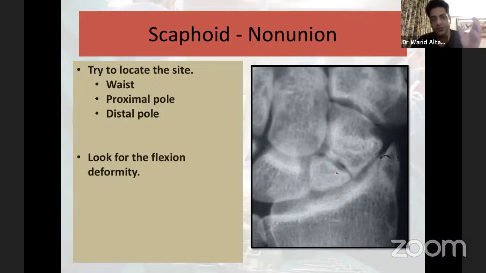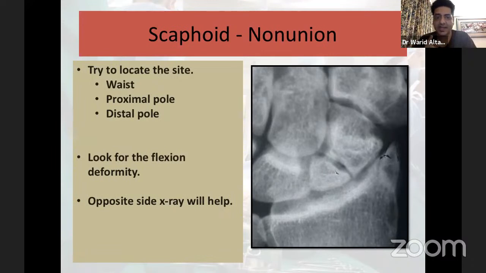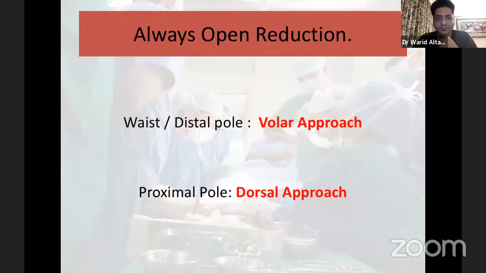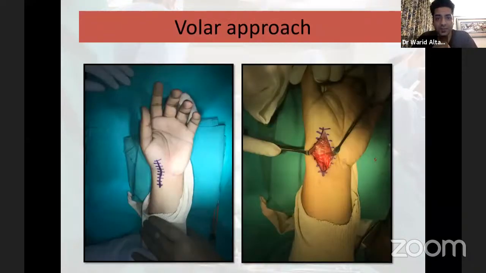Look for the flexion deformity. Look for shortening. You can always compare it to the other side x-rays, which will give you the length of the scaphoid. And you have to look for AVN of the proximal bone, because sometimes it can be there, and for that your procedure may change. Whenever there's a waist or distal pole non-union, a volar approach is recommended. Whenever there's a proximal non-union, a dorsal approach can be done. However, it can be done by a volar approach as well.